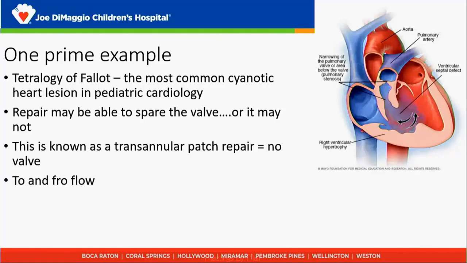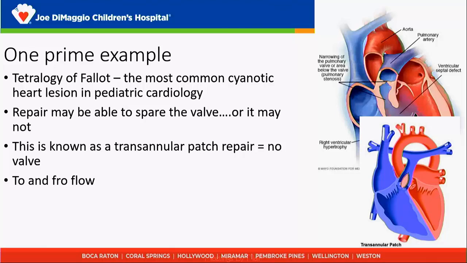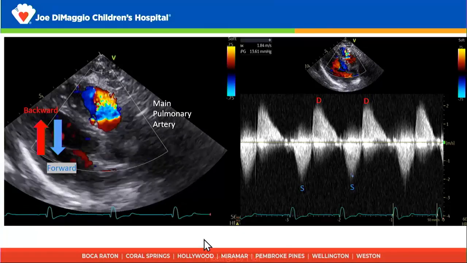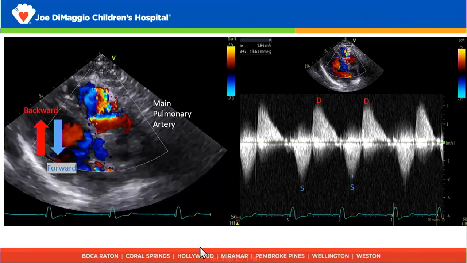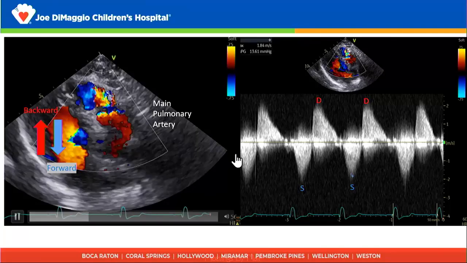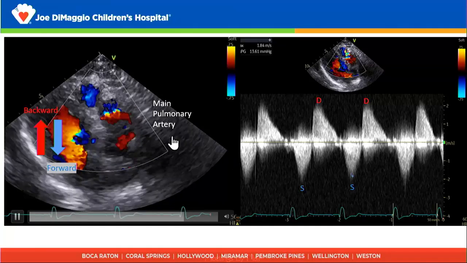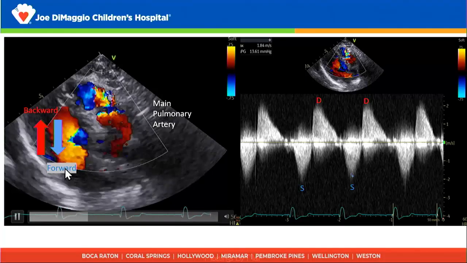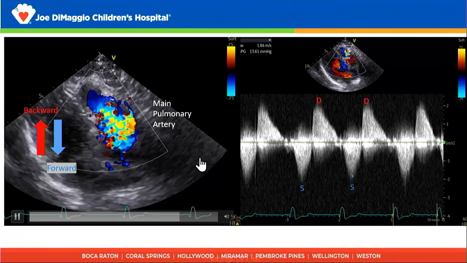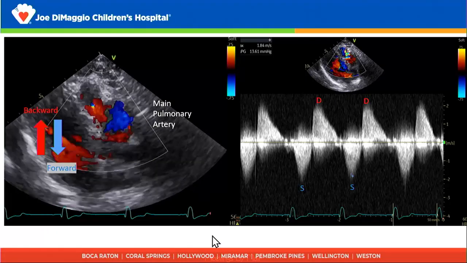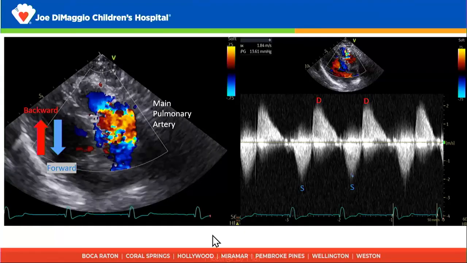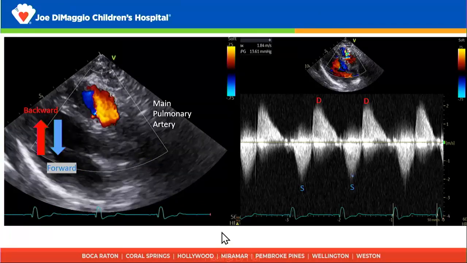So there's no valve, and this results in to-and-fro flow. When flow comes back in diastole, your pulmonary valve acts as a backstop. If there's no valve, then there's no backstop. So here's an echo example of that. You can see in this parasternal view that in the MPA, you see forward flow in the blue, and you see flow reversal there in the red. So there is severe pulmonic regurgitation in that case, and this is the pulse wave of that same thing.